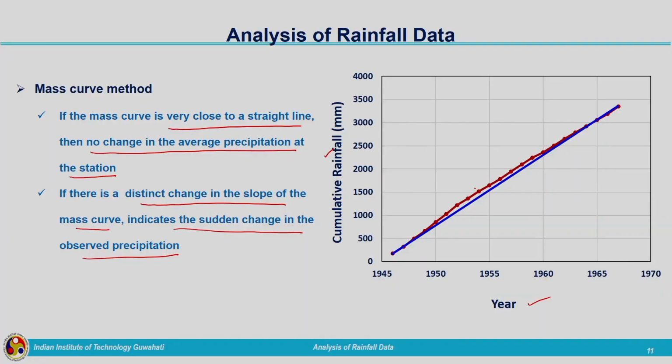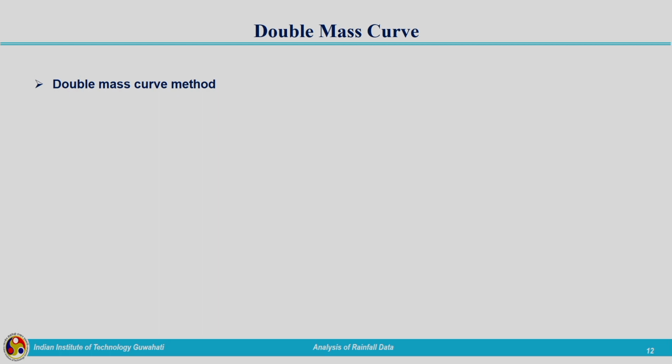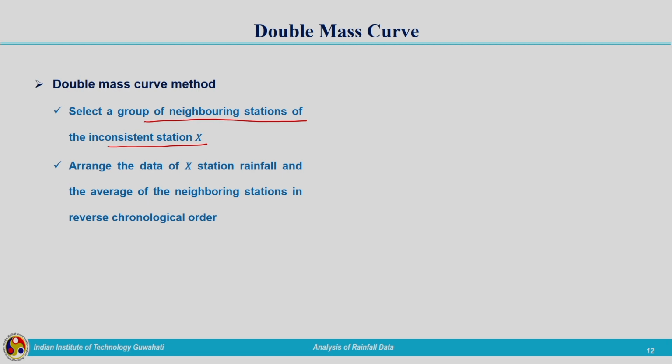Now, if there is any inconsistency, here in this figure you can see there is variation from the straight line. This line is slightly above the straight line. So, how can we correct this deviation? That can be done by means of the double mass curve. In the double mass curve method, we select a group of neighboring stations near the inconsistent station X. After that, we arrange the data of station X and the neighboring stations in reverse chronological order.